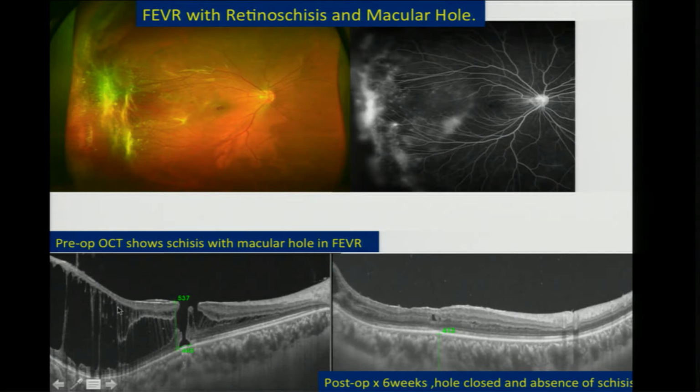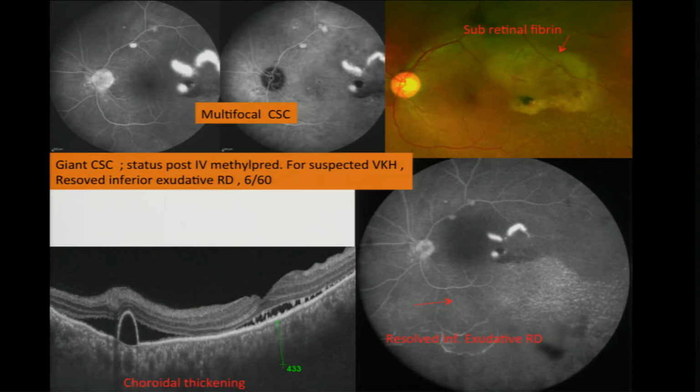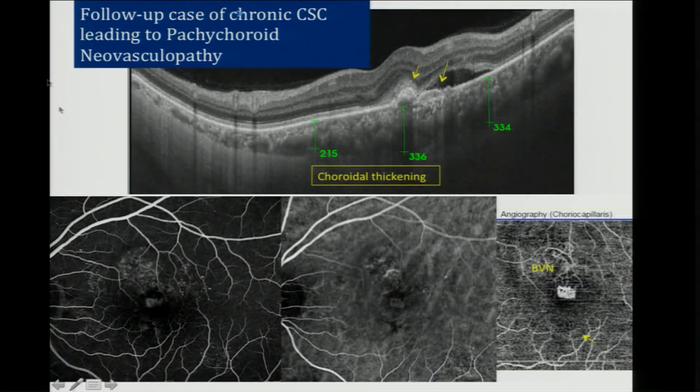Detachment is known, so we are reporting this case, and choroidal imaging is excellent with this. This is a case of VKH who was put on IV steroids, methylprednisolone, developed severe CSC, and then his choroidal thickness is seen here. This is the pachychoroid spectrum, and one of these is pachychoroid neovasculopathy. Pachychoroid is thickening of the choroid, of the Haller's layer in fact, which compresses the Sattler's layer and the choriocapillaris. So you can see fluid collection, the early double layer sign.